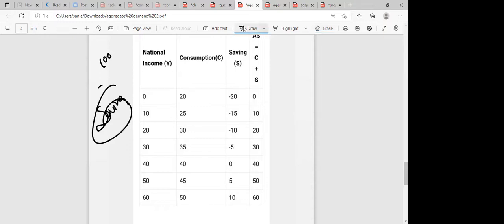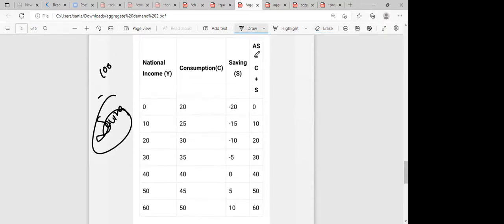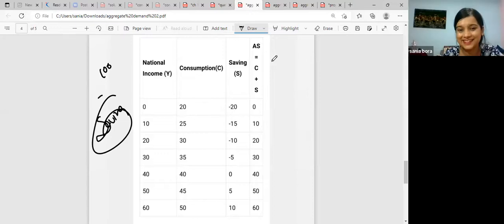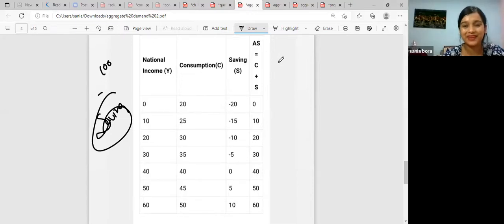Should that AS, aggregate supply, be the same as income? Yes, that's the point. I was just coming to it. As I discussed already, AS will be equal to your income. So either you can make it like this only, 0, 10, 20, the same one, or I'll just tell you the formula. See, it is C plus S.